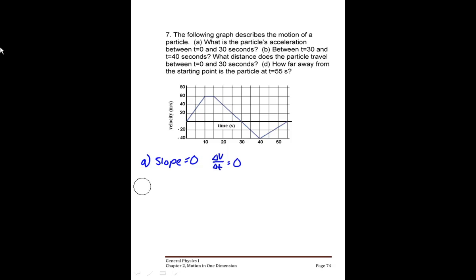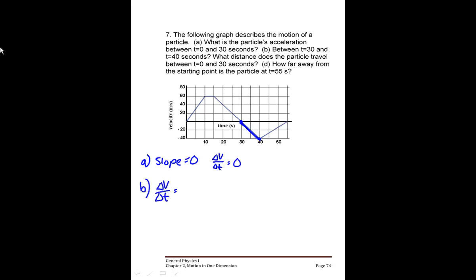Now in part B, I want to know the particle's acceleration between 30 and 40 seconds. So again, I want to know what is delta V over delta T between 30 and 40 seconds. I want to know the slope of this line, the slope between those 2 points.